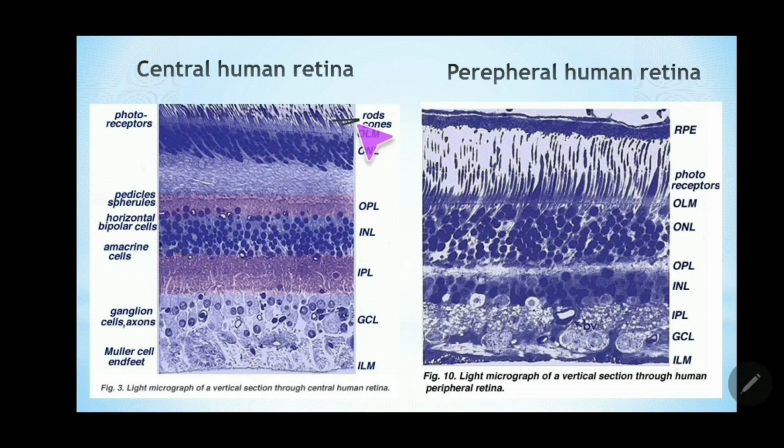On this side, you see the layer of, although they have written rods and cones, there might be a few rods in the macula, at the periphery of the macula, but in the fovea centralis you'll have only cones. Okay. Then here you find the outer limiting membrane, and this is the outer nuclear layer, and this is the outer plexiform layer.